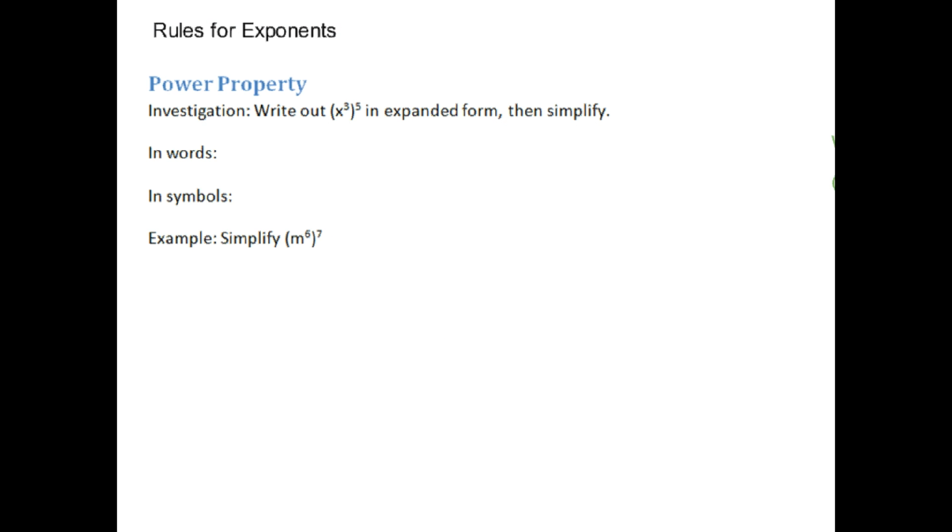Now we're going to look at the power property, and this, we have an investigation. It says write x cubed to the 5th in expanded form and then simplify. And I'm going to write this not all the way out in expanded form, but just partly. And so we have x cubed to the 5th power. That just means I want x cubed as a factor 5 times. So we have x cubed times x cubed times x cubed times x cubed times x cubed.